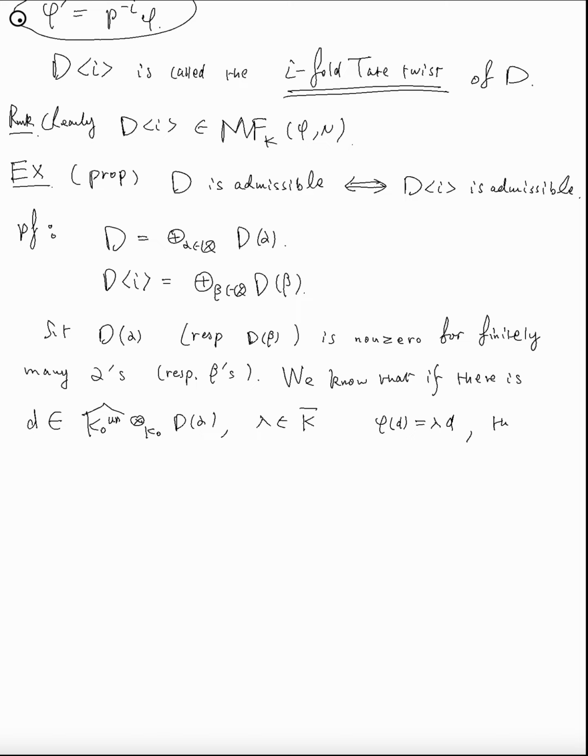Then we know that the p-adic evaluation of this lambda would be alpha. So if you forgot why this is the case, then again, think back to this example. Phi to the power r minus p to the power s, right? So if you have any element here, then phi to the power r of v would equal p to the power s of v.